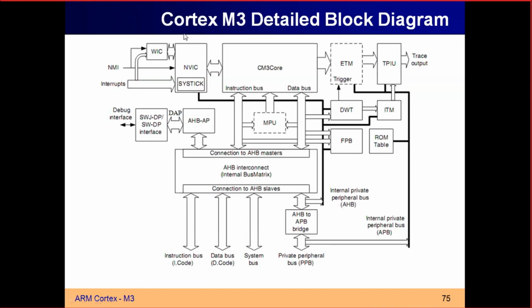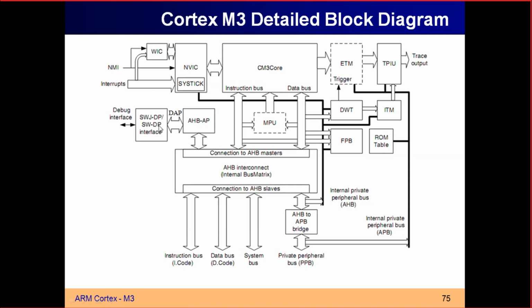Then this is a detailed block diagram of Cortex M3. Right. So you are having the Cortex M3 core here. Two buses are there: the instruction bus, the data bus, and one more bus is there. It is coming from the debug interface. What is this SWJ-DP? SWJ-DP. I have told you the serial wire debug port. SWJ means what?